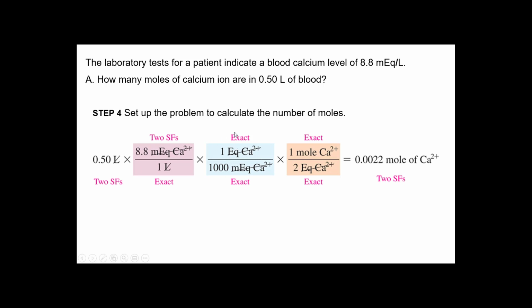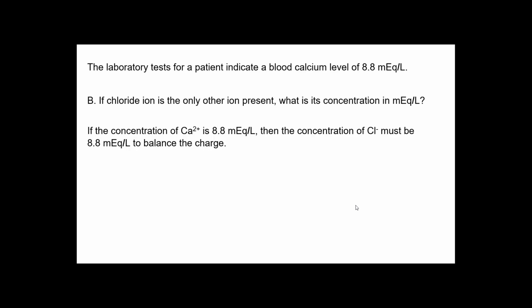So you're going to use the conversion, and these are exact, so we're not involving them in significant figures. The only one that's not exact is the purple one. And then we cancel that out. We end up with 1 equivalent of calcium, but we have a conversion of 2 equivalents of calcium ion per 1 mole, and that gets us to 0.0022 mole of calcium ion. So this is not difficult. You just have to learn the new conversions, and then you will see the problem before you even complete it.